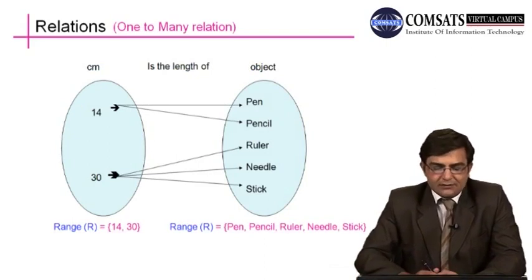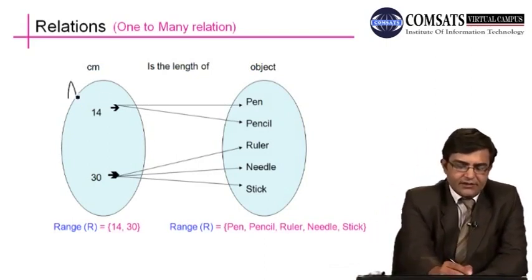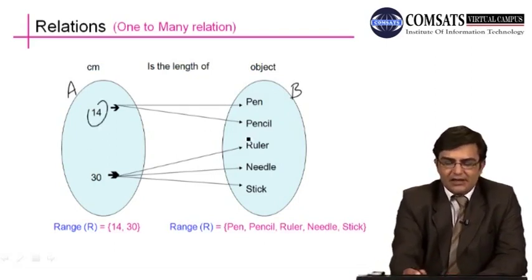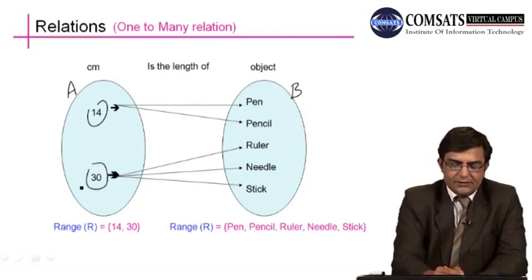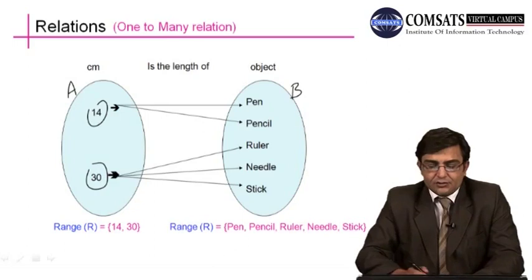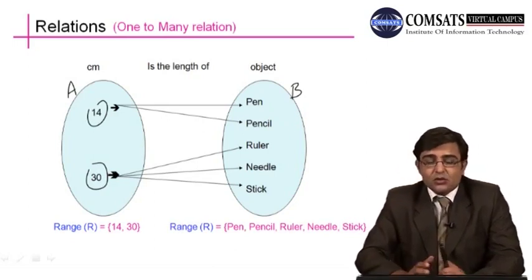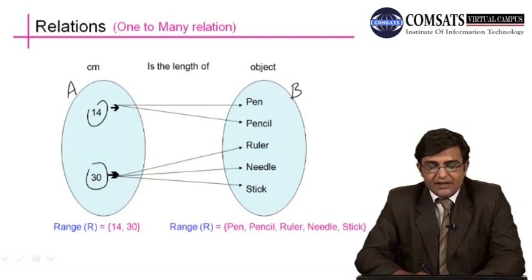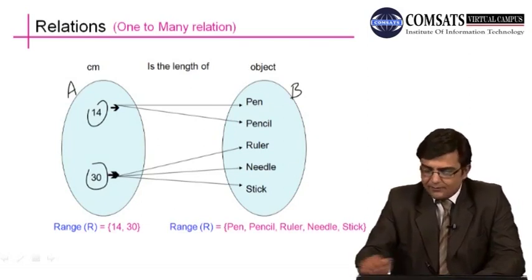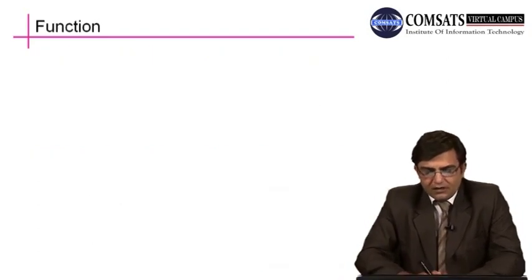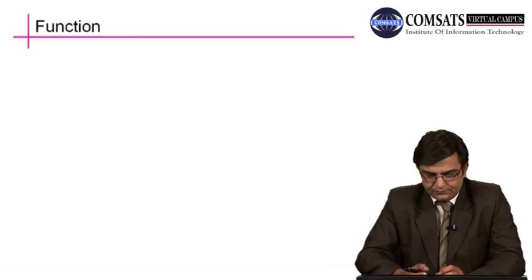Next is the one-to-many relation. Basically, one element in set A is related to many elements in set B, and this element of set A is related to many elements in set B. Now these are relations, and we have studied four kinds of relations: one-to-one, many-to-many, many-to-one, and one-to-many. Now functions basically are special types of relations which satisfy two additional conditions.